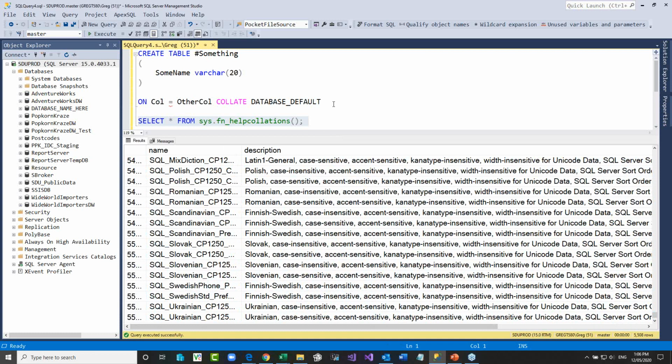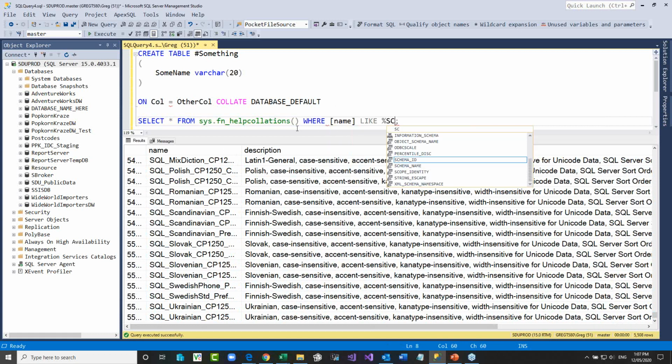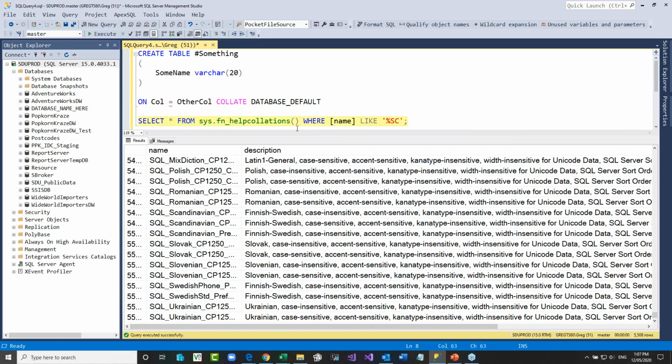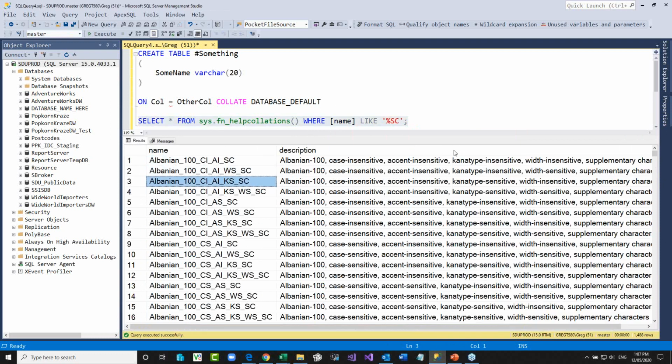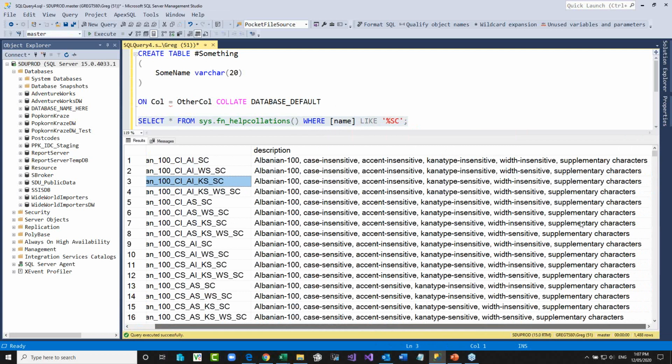Now, there are a few collations that are specific and important. So if we said where name like SC, then notice there's a whole bunch of these that have SC on the end. And so what that's about is if you scroll over here, it says supplementary characters.